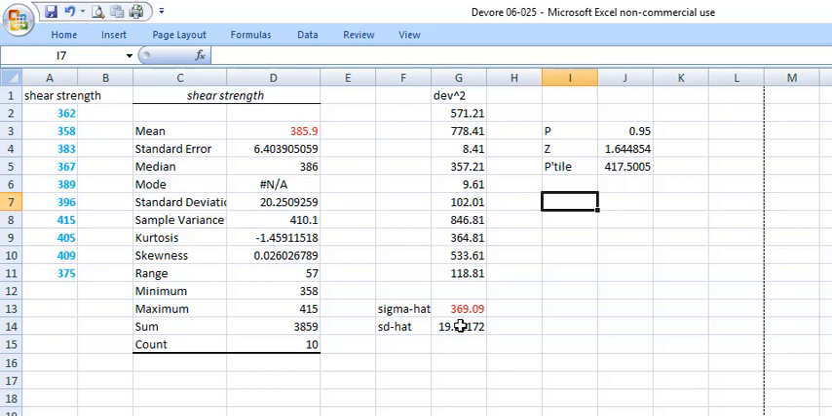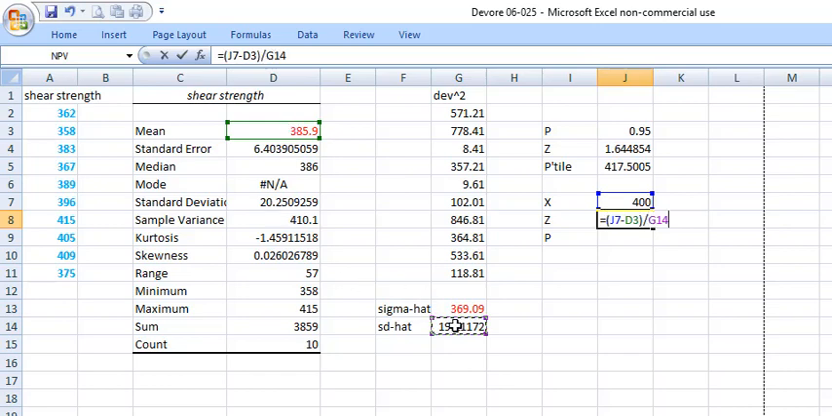The other way I tend to do this calculation is if I know an x, I want to calculate the z, and then calculate the probability of that. So maybe my x of 400 might give a z of my x value minus my mean. I should have put that in parentheses, obviously. Divided by my sigma calculation. And then my probability is simply the NORM.S.DIST of that z. That gives me 76%. The probability of x being 400 or less is 76%.